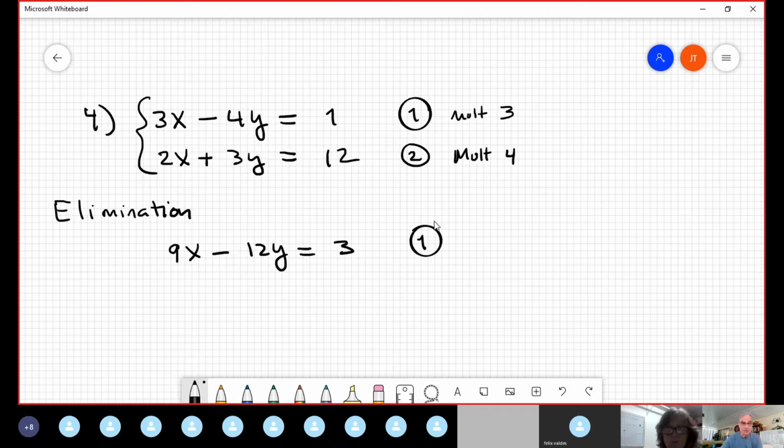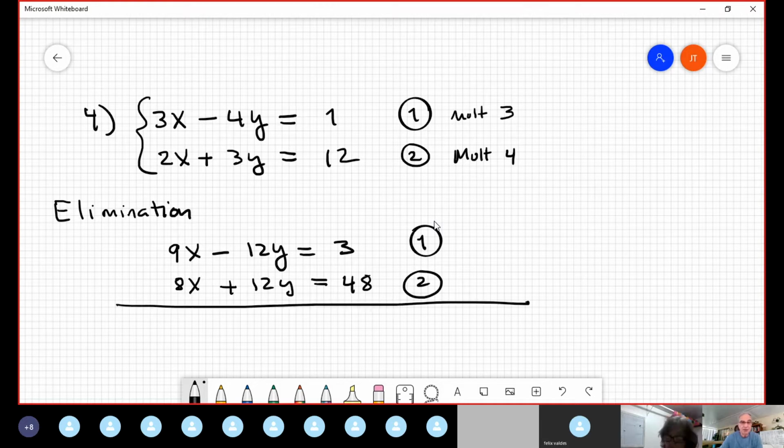No difference. And when you multiply the second by 4, we get 8x plus 12y equals 48, which was the multiplication, 4 times 12. Now I put a line like that and combine: 17x. The y terms cancel. That was my intention. Cancel out that part. And this is 51. Divide by 17 both sides.